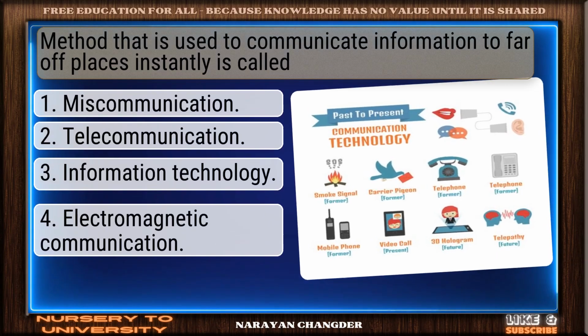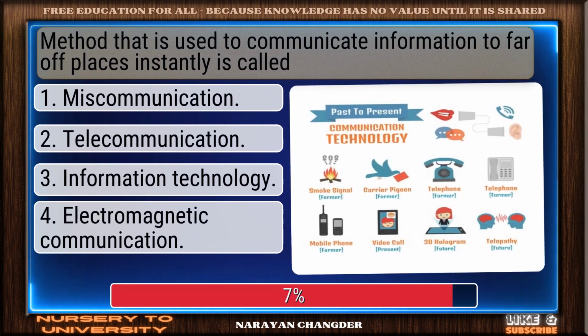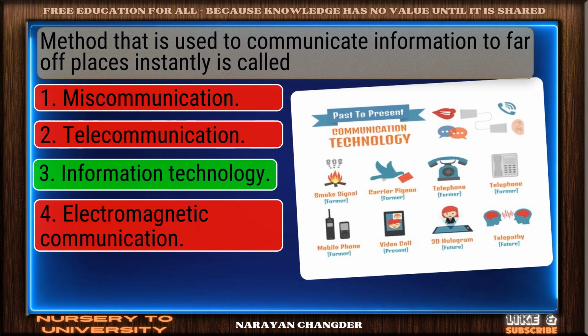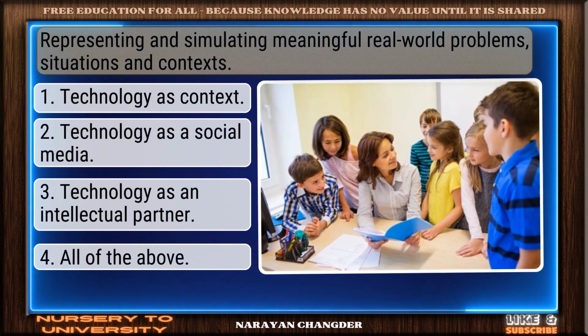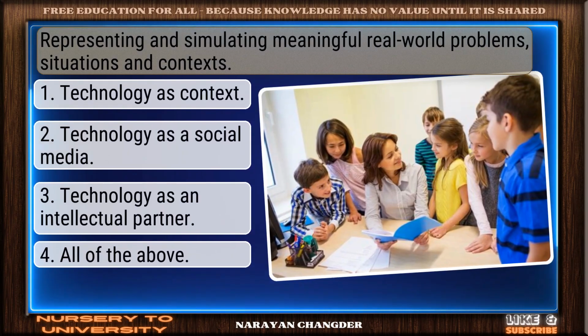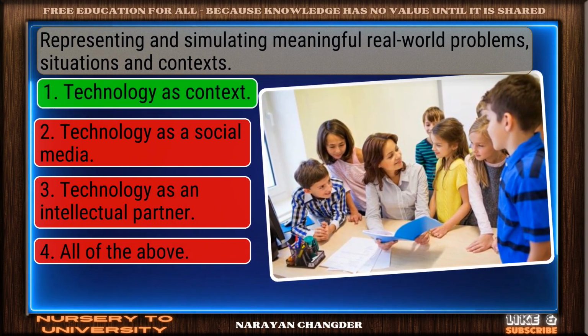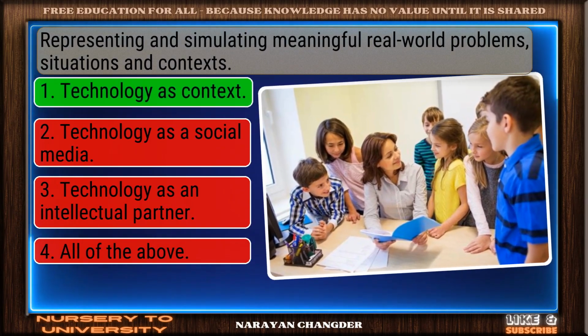Method that is used to communicate information to far-off places instantly is called. Bravo. Information technology is the answer. Representing and simulating meaningful real-world problems, situations, and contexts. Clear logic. Your choice, technology as context, is sound and 100% true.